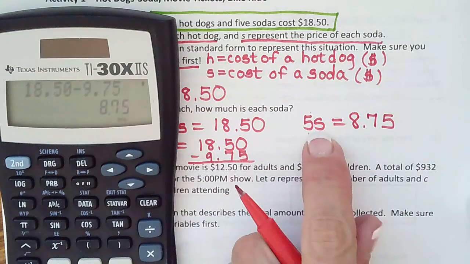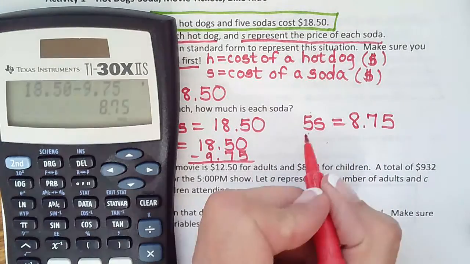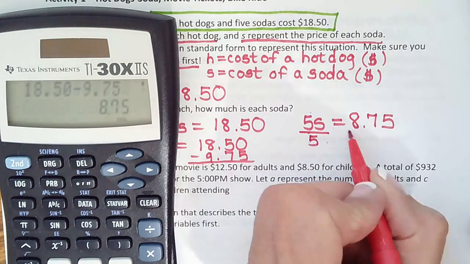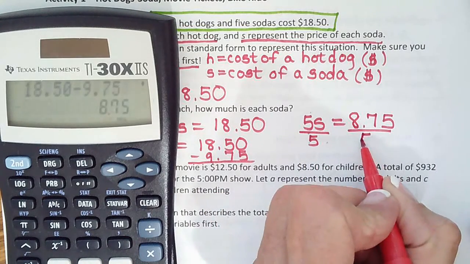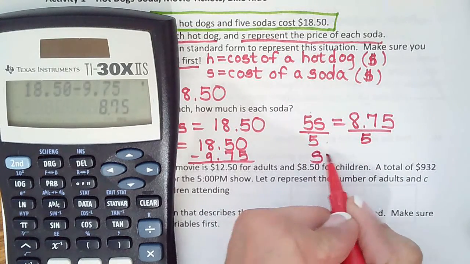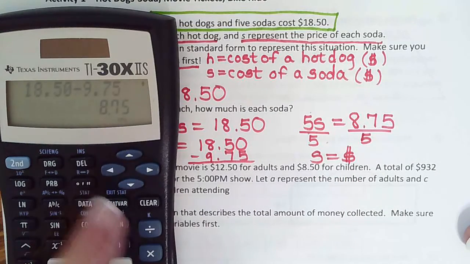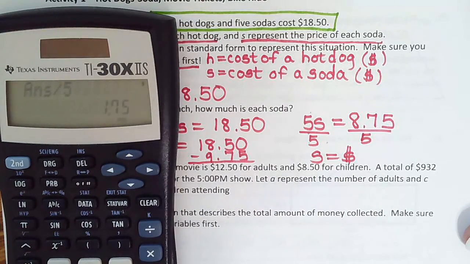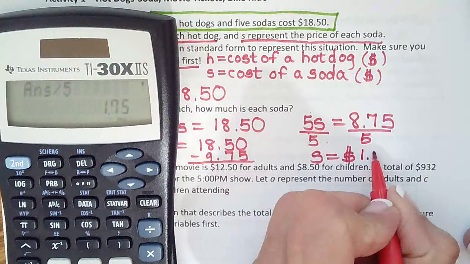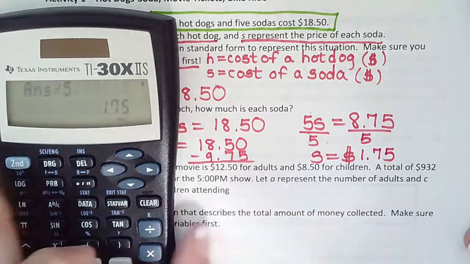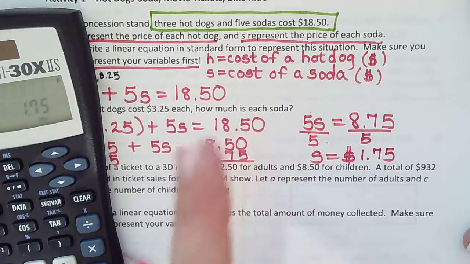And then to find the cost of one soda, we have to divide by 5 to find out what 1S is. So the cost of a soda is... Keep your $8.75 there and just hit divided by 5. Boom, $1.75 for a soda. And I believe that's what they asked for. Yes, how much is each soda?